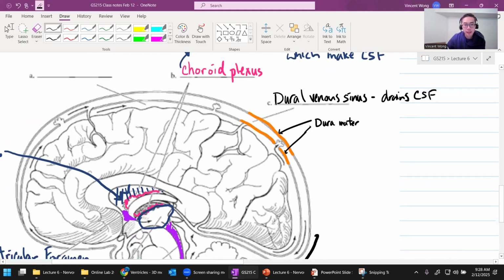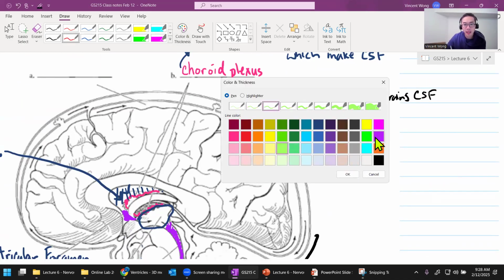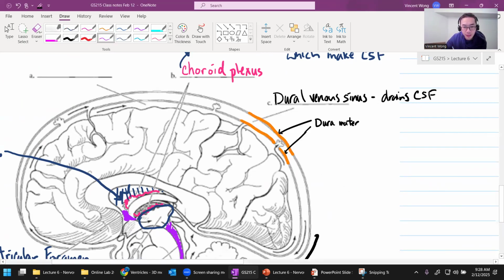Now, when you have time, you can draw the whole thing. I don't have time right now. What about this? What about this? Right, you're gonna have a layer that basically directly surrounds the brain and the spinal cord. And that would be the pia mater. There you go.